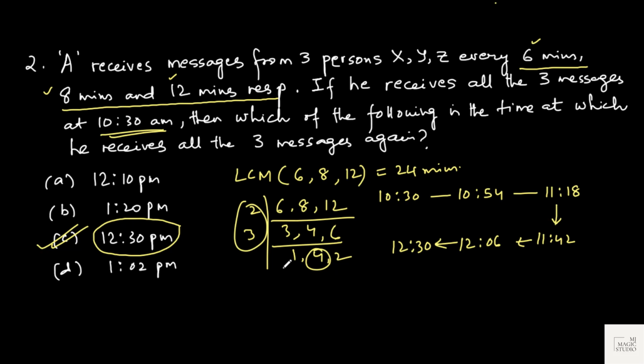So now you can ask how long we need to do. Just do it. We have to pick up a value from the given options. So out of the given 4 options, it will again flash. All the 3 messages would be flashing again on the screen at 12:30 p.m.